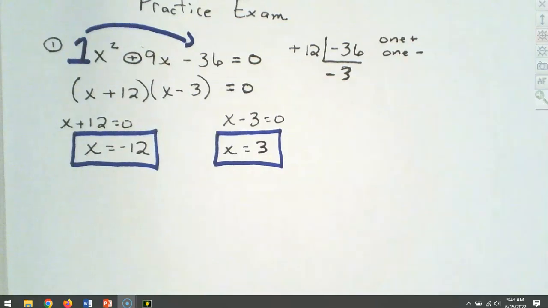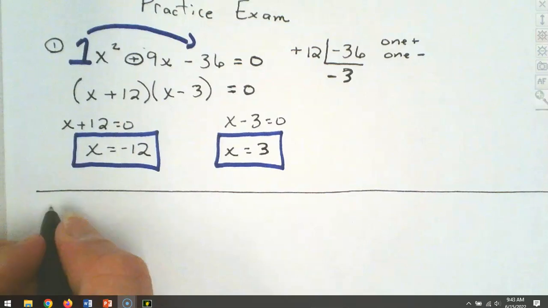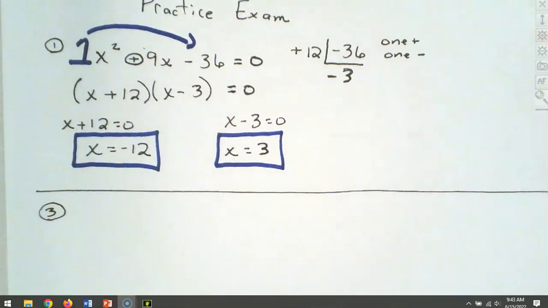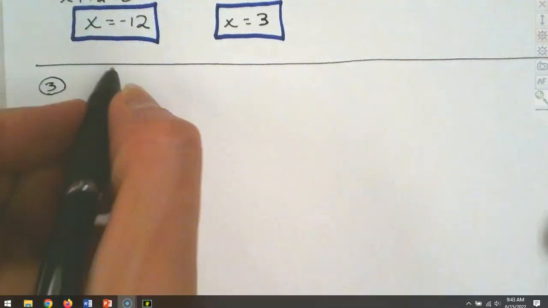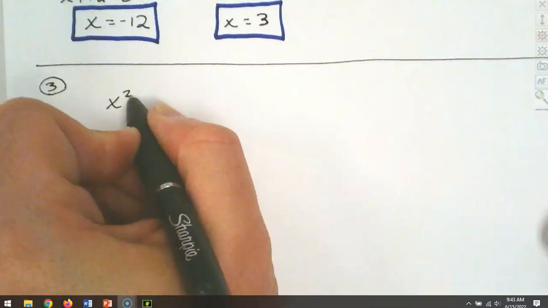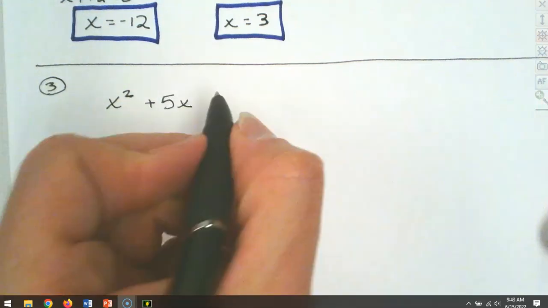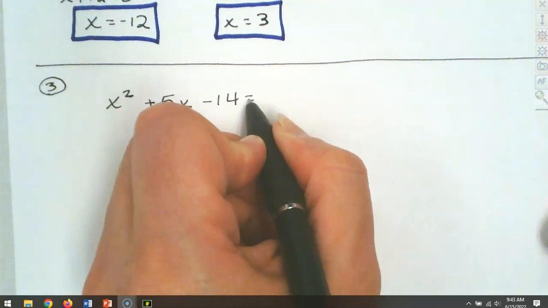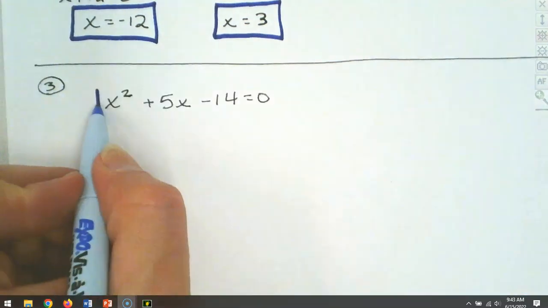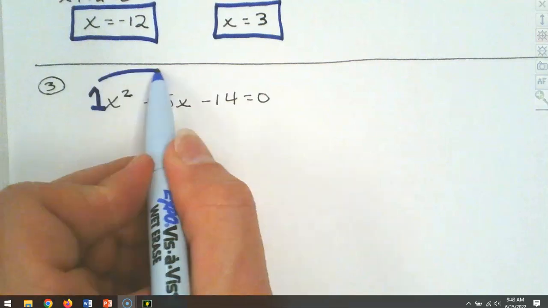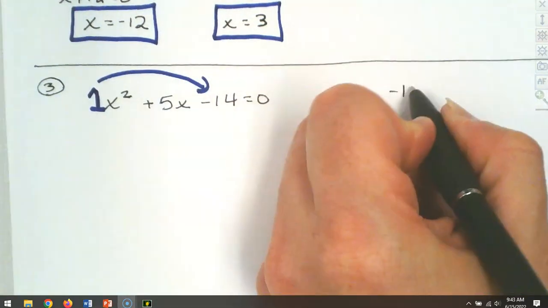Let's do one more of these. Let's look at 3 just to make sure we're really comfortable with zero factor, because it's very, very important for the next chapters that we can factor. X squared plus 5x minus 14 equals 0. So put my 1 in front. Multiply. Negative 14 goes in the box.